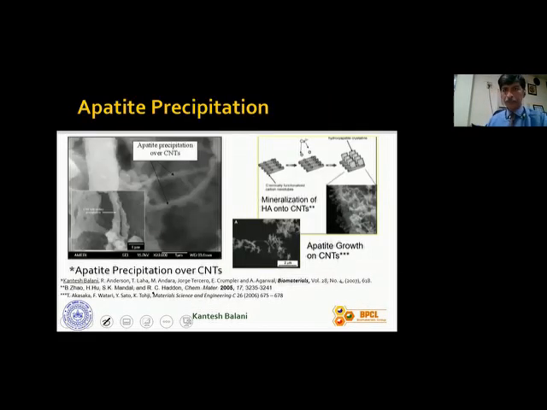In earlier work by Laura Hayden's group and also Akazaka's group, they have shown that CNTs act as a platform on which apatite can grow. So this is their work from Hayden's group and Akazaka's group. And our work on this part also established that the CNTs are cytocompatible, and we see apatite precipitation on the carbon nanotubes. So this part was also affirmed via this particular publication earlier.